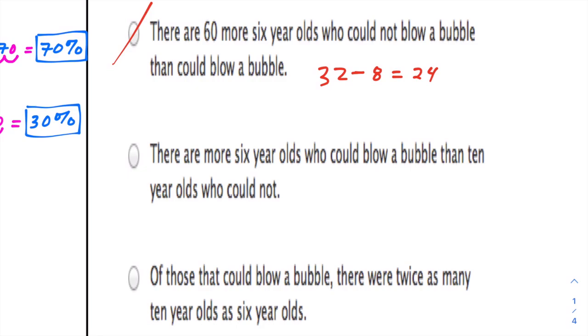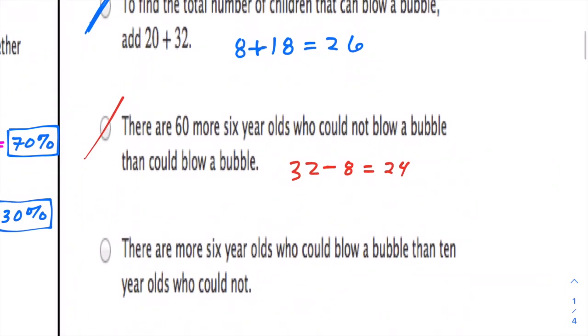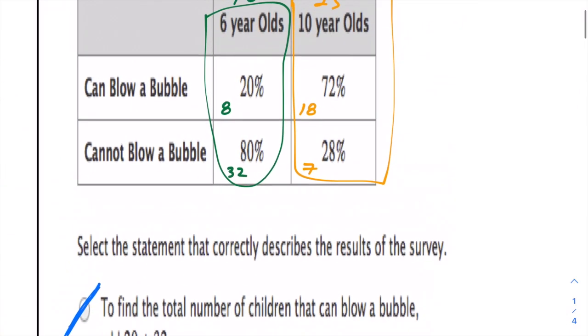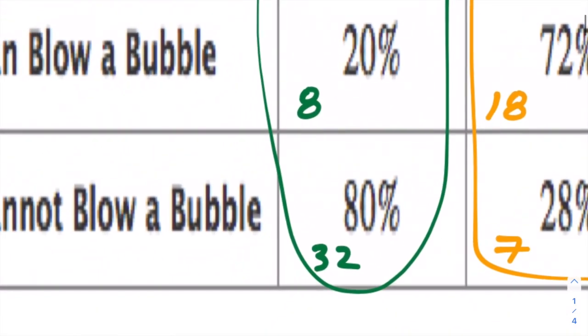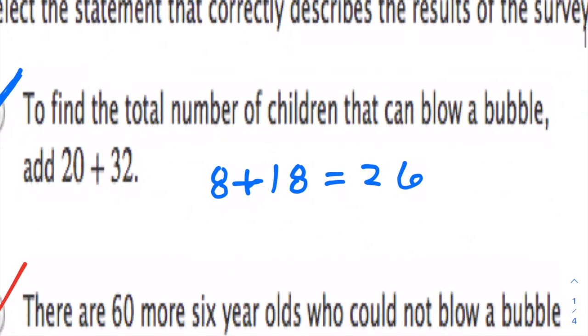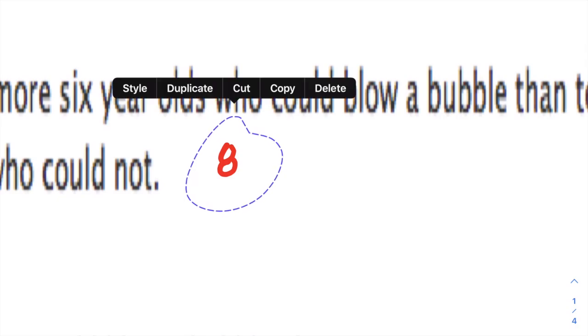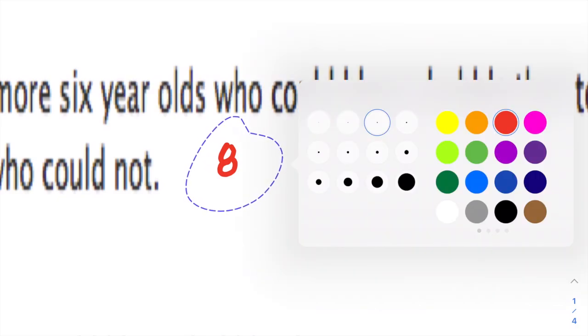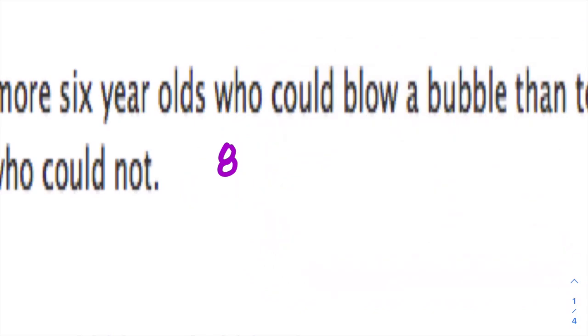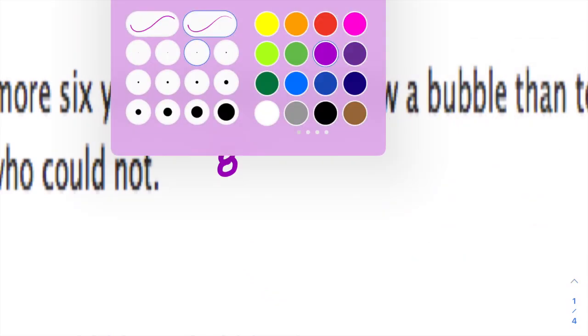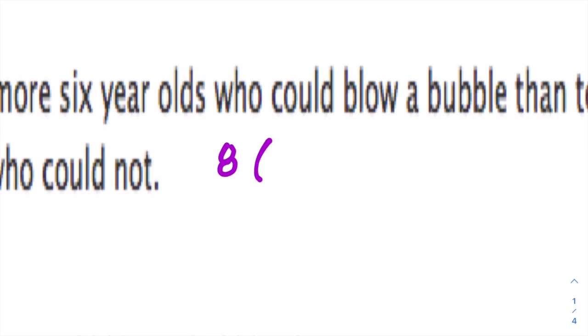Next bubble. There are more 6-year-olds who could blow a bubble than 10-year-olds who could not. So let's take a look at the 6-year-olds who could blow a bubble. So there are 8 6-year-olds who can blow a bubble. So these are the 8 that can blow a bubble. So I'll make a note of that just so I don't forget which ones these are. These are the 6-year-olds.